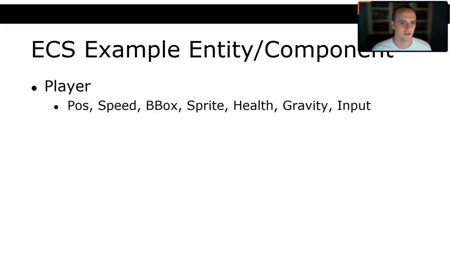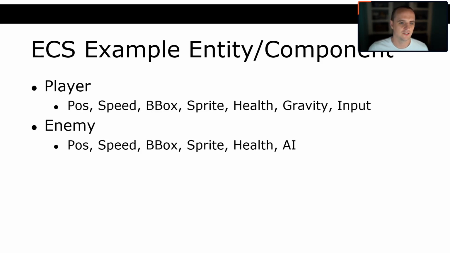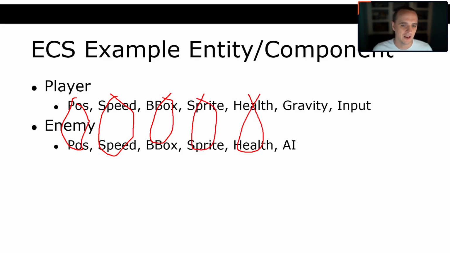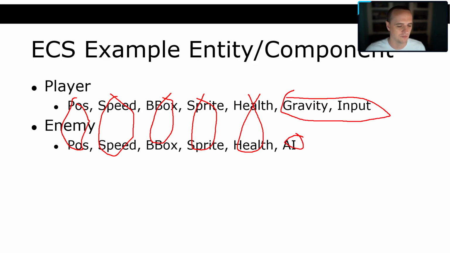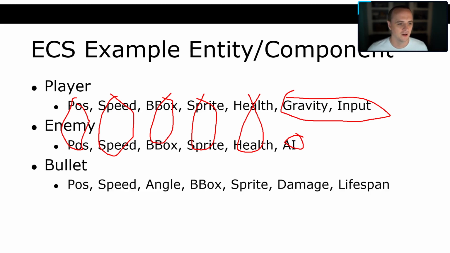Again, here are some examples of ECS composition that we might have in our course. For a player and an enemy, maybe they both have a position, a speed, a bounding box, a sprite, and a health. However, maybe the player is affected by gravity and has an input, versus the enemy that just has an AI. My mouse drawing is absolutely terrible. I'm sorry for those circles. That was brutal. A bullet, on the other hand, might have a position, a speed, an angle that it's currently going at, and a bounding box.